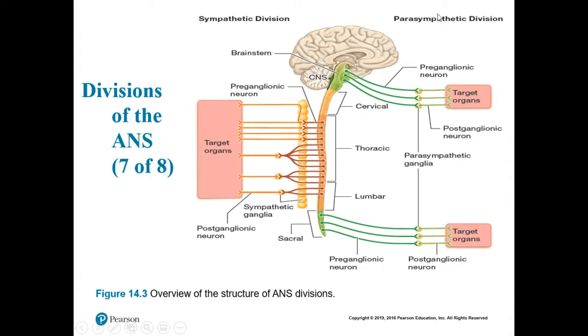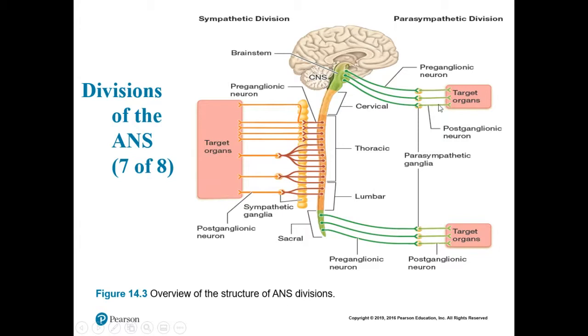Now, the parasympathetic division here, it also has ganglia, but they're not close to the spinal cord. They're either inside of the organ or close to the organ. Therefore, the neurons that connect to those ganglia need to be very long, right? So they're going to be very long. They extend into the ganglion. And then from there, a postganglionic neuron connects the ganglion to the organ.